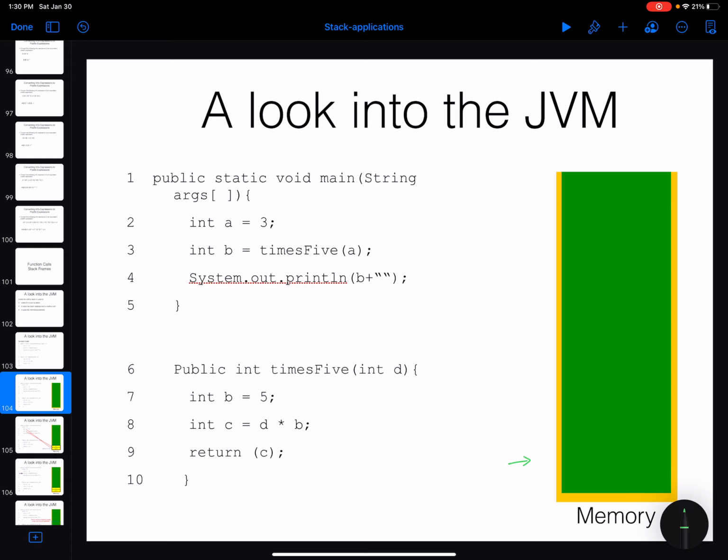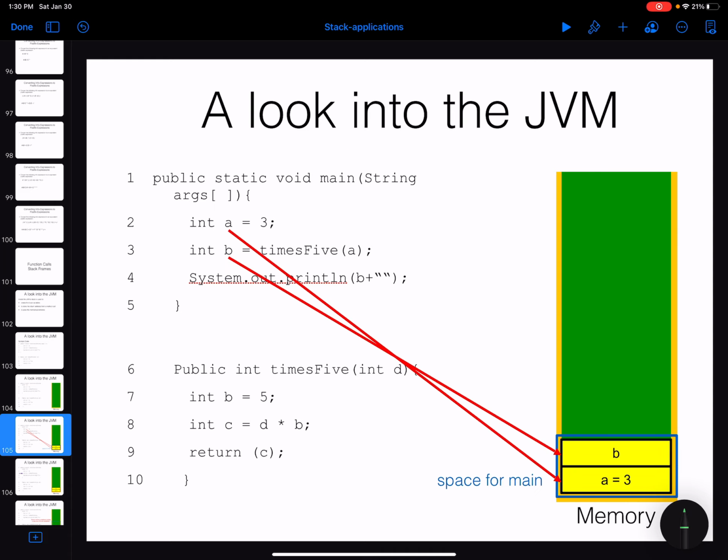So the first function that will be called is going to be the main method, right? So there will be a stack frame created in the memory, and inside this stack frame, all the local variables will be written. So for example, the variable A, the variable B, and if you had more variables, all of them will be written here in this stack frame. Okay, so here I have A and B. A will be initialized as 3. The computer will read this line, and A will be created and initialized. The second variable B will be created. And what is the value of that? The value comes from a function call.